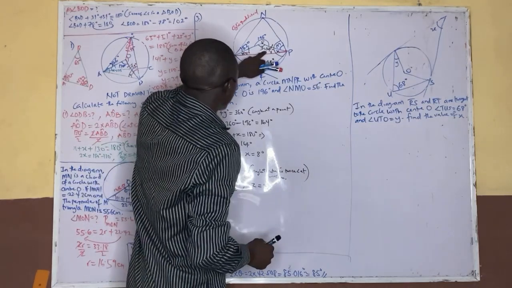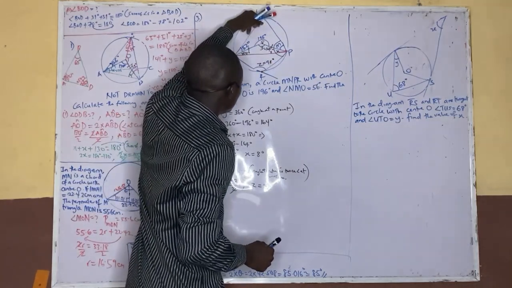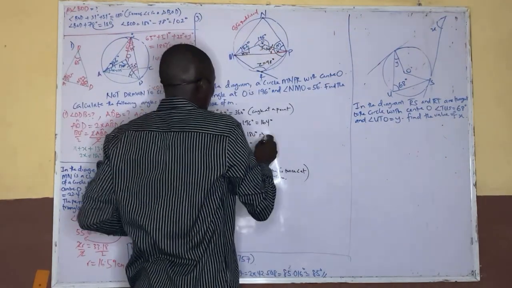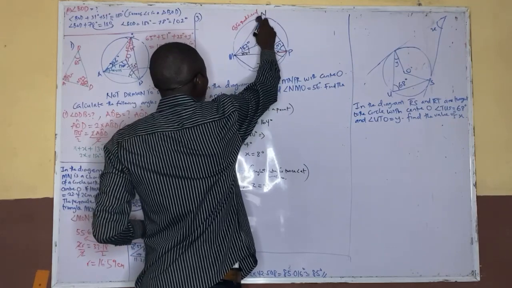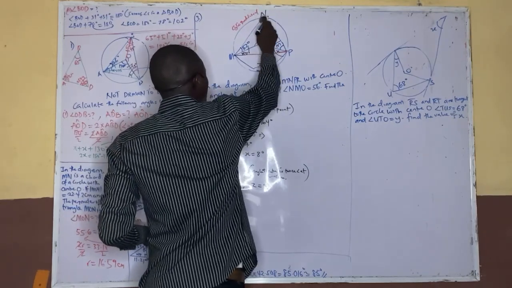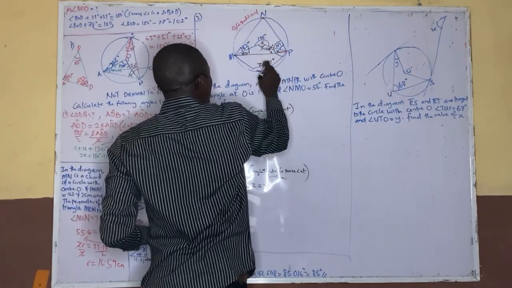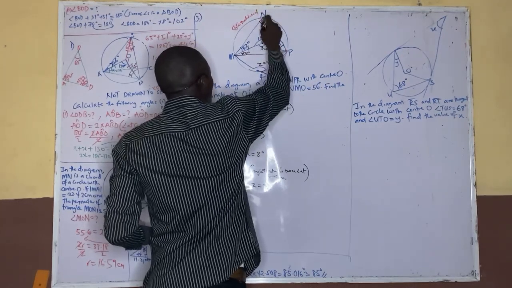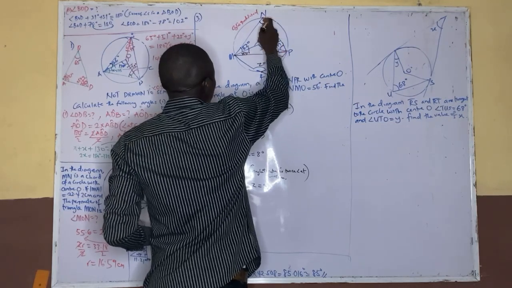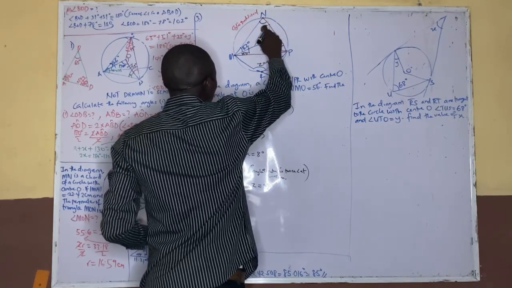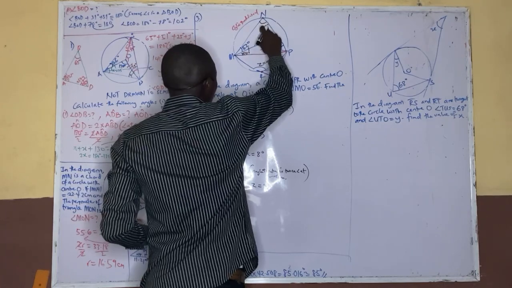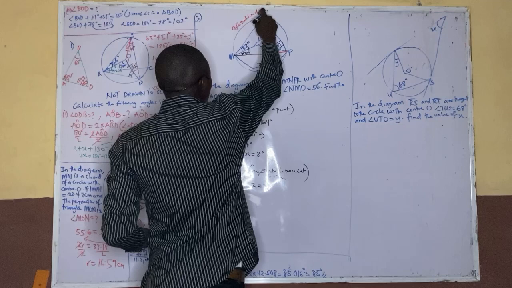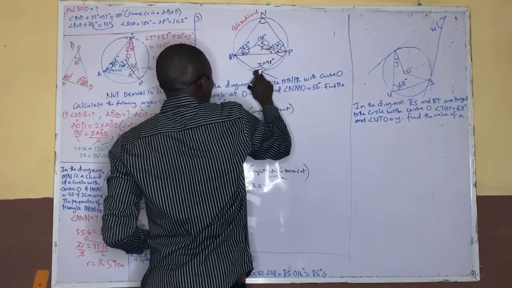You can easily say half of 164 is also this. Look at this, there are two ways to get this one. You can say this is half of 164, or you can say 98 plus this angle here, which is angle N. Angle N is opposite angle with this.